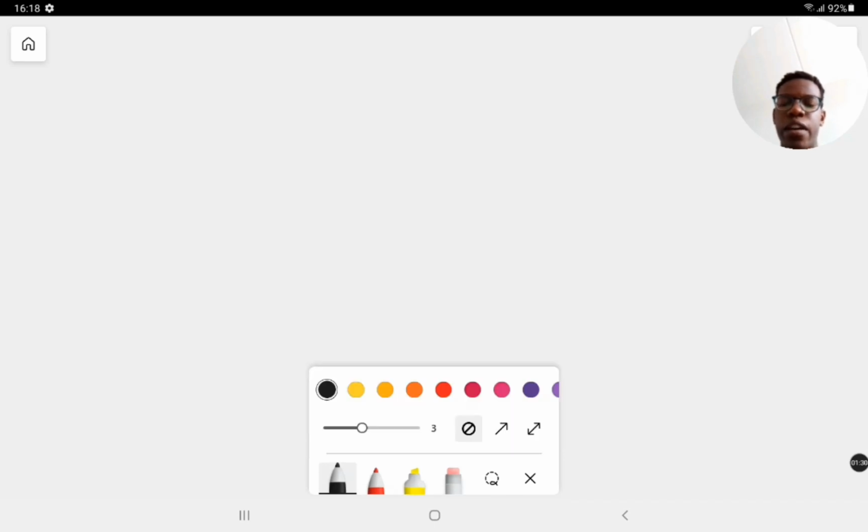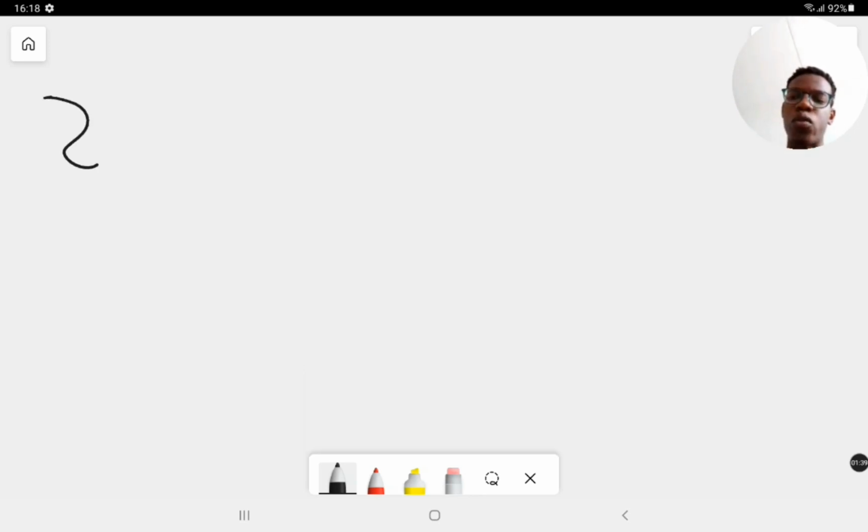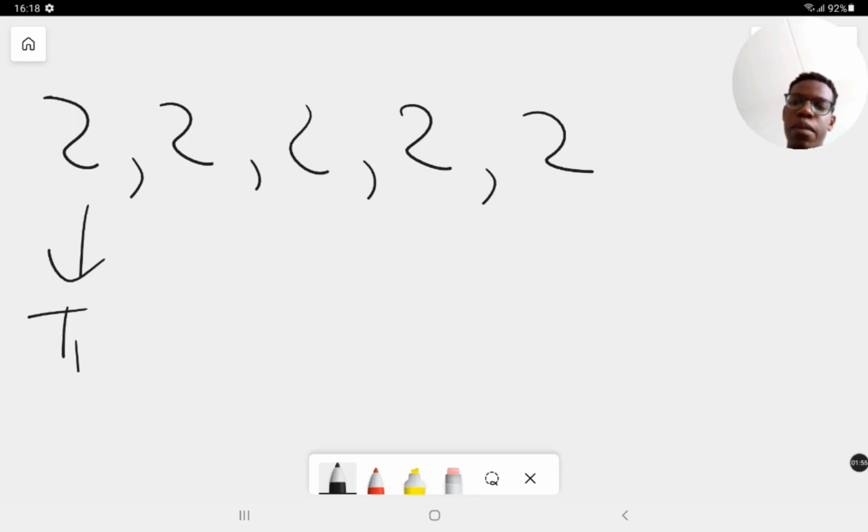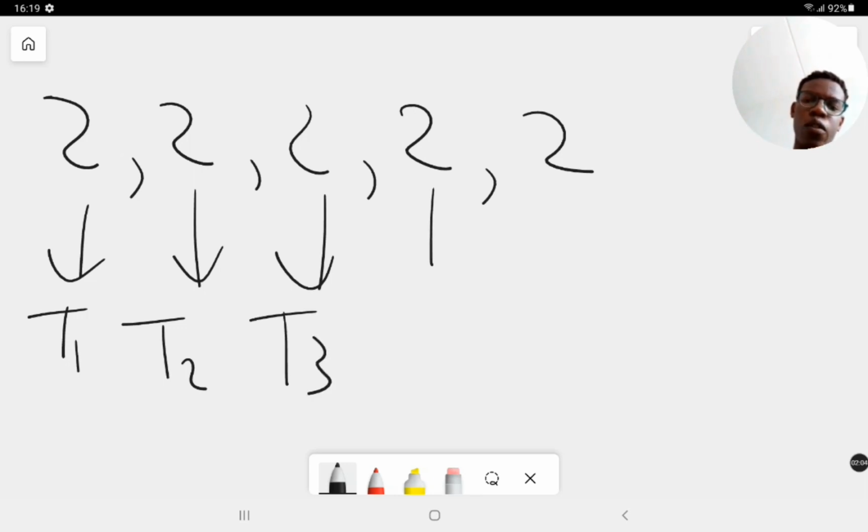Okay, so let's say that you have an arithmetic sequence. Let's start with the simplest one. Let's say 2. You've got 2, 2, 2, 2, and 2. What makes this an arithmetic sequence? The first number is called T1. This is the first number. The second number is called T2. The third number is called T3. And then the fourth number is called T4, and so on and so forth.